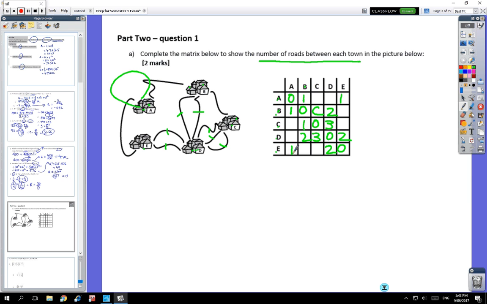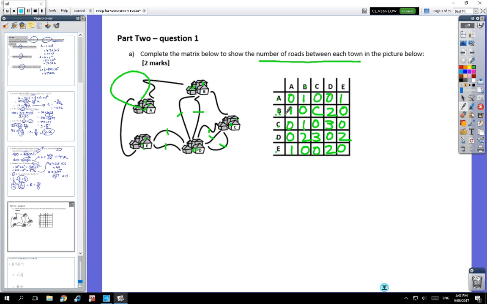So we just got to tidy up a few loose ends. C does not connect to A. D and A aren't connected. And B and E are not connected. And we just need CE. C and E are not connected. So that's your matrix.